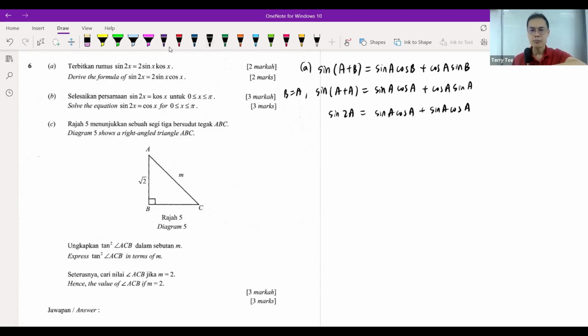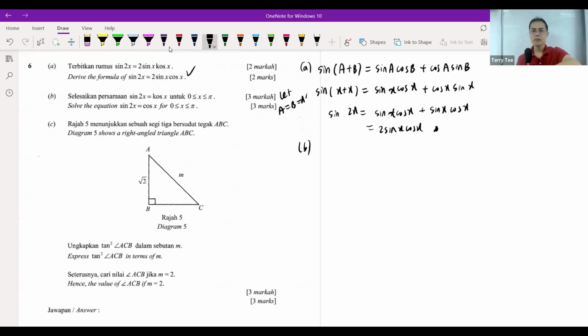So we let b and a be x, better. We let a equal b equal x. So this will be x plus x. Let me change this up. This will be sine x cos x plus cos x sine x. So let's switch this to 2x. This will be sine x cos x plus sine x cos x. You add together, you get 2 sine x cos x. There you go. That's how you derive this formula.